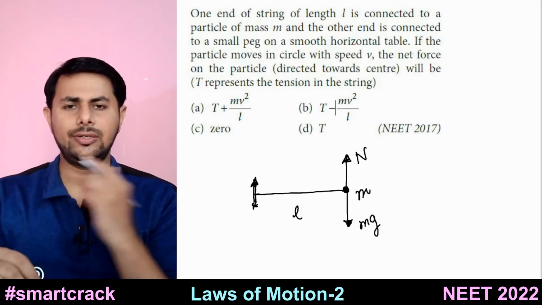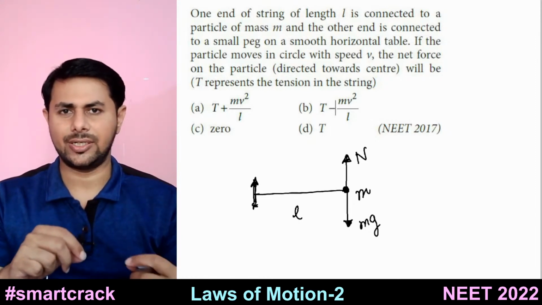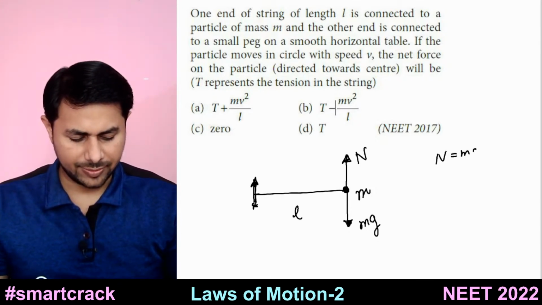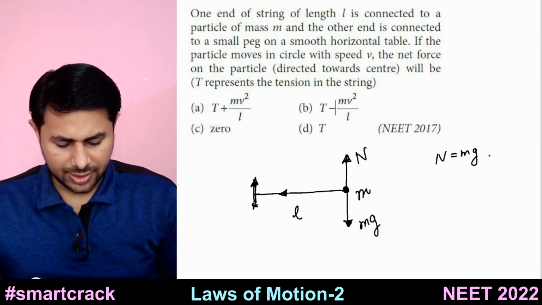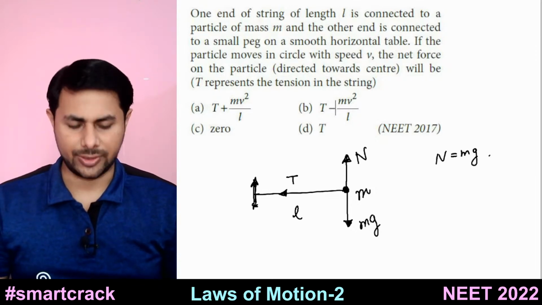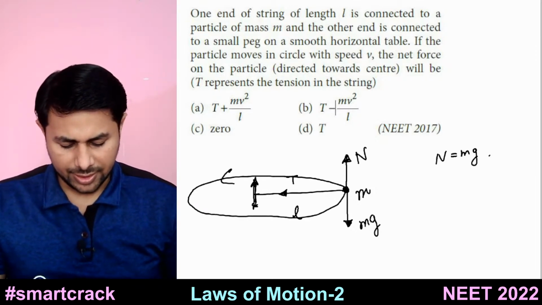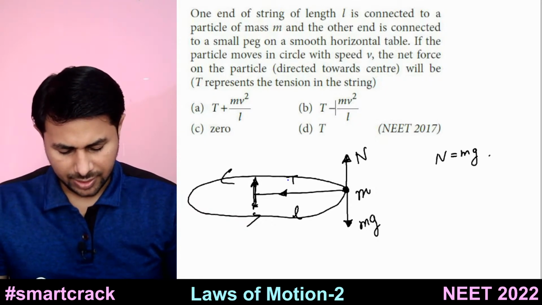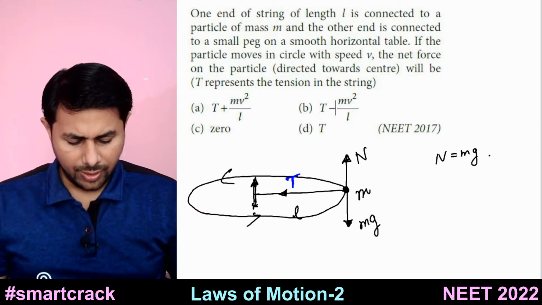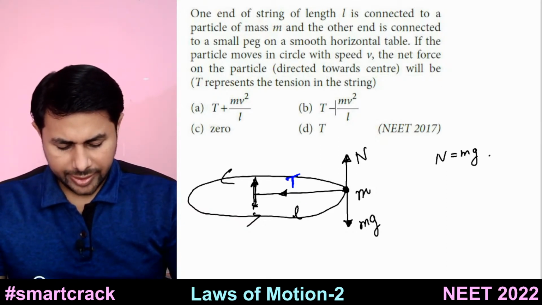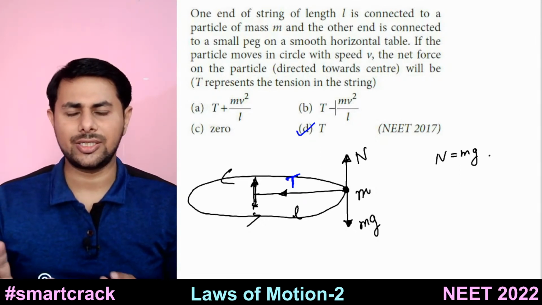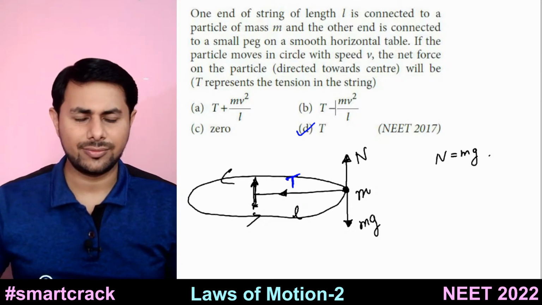Since it is moving in a horizontal plane only, there is no acceleration in the vertical direction. So we can say N is equal to mg, and these two are balanced out. The tension in the string is directed along the radius and towards the center, and it provides the centripetal force. When it moves in the circle, it's the tension in the string which provides the centripetal force. So the net force will be just equal to T. Is it clear?